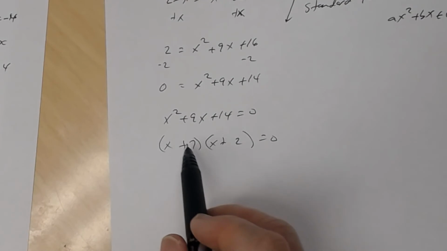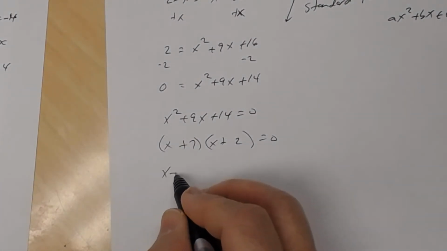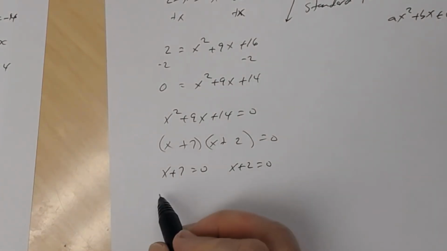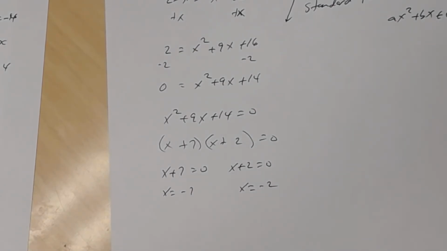All right, so I'm going to solve this equation here. I'm going to set both factors equal to 0. When I do that, I get x plus 7 equals 0 and x plus 2 equals 0. And so I get x to be negative 7 and x to be negative 2.